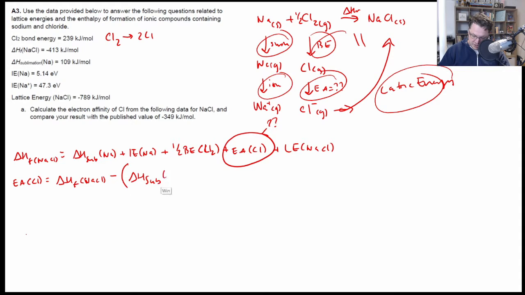So the delta H sublimation of sodium plus the ionization energy of sodium plus 1/2 the bond energy of Cl2 plus the lattice energy of sodium chloride. And that right there is the equation that we have to use. And all we have to do now is just plug in our values.